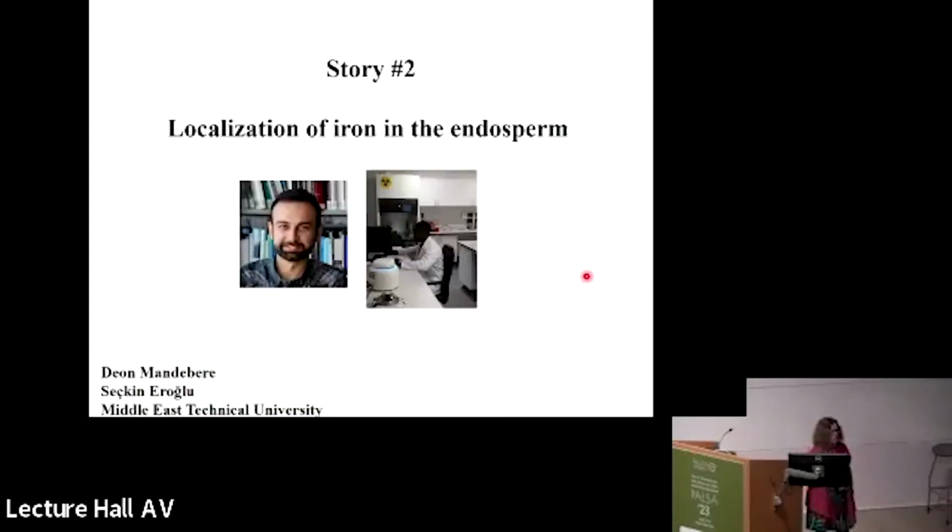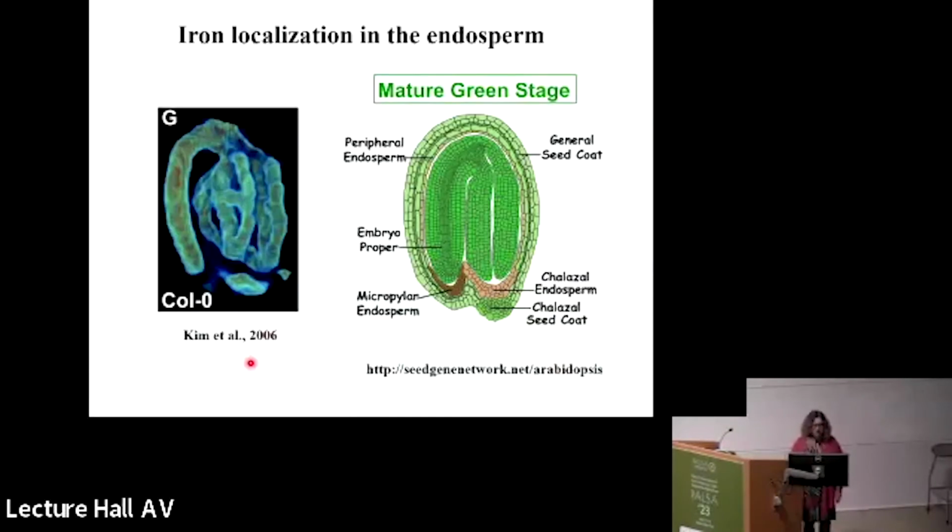Okay, the second story is short. It's sort of our newest work right now, and that's localizing iron in the endosperm. So this is a project that was started by Seckin when he was a Fulbright scholar in my lab. He now has his own lab as assistant professor in Turkey at the Middle East Technical University, and his student Dion is carrying out a lot of the work. So I'm just going to tell you how we got started on this.